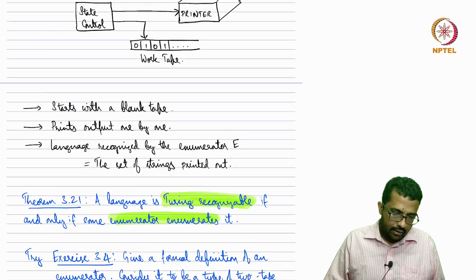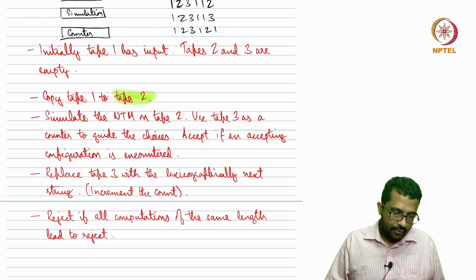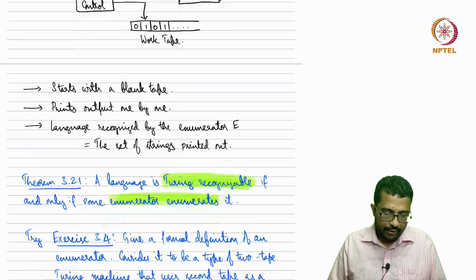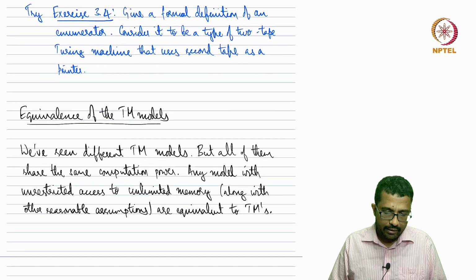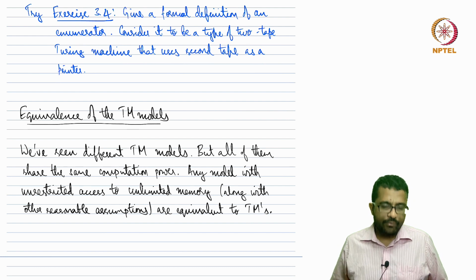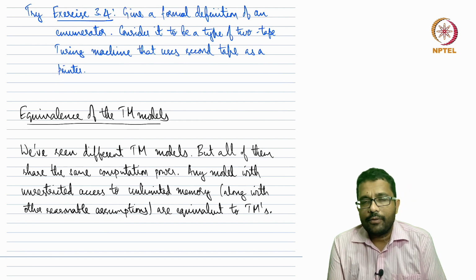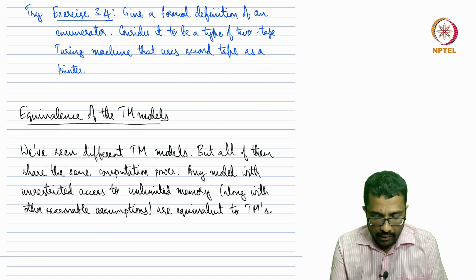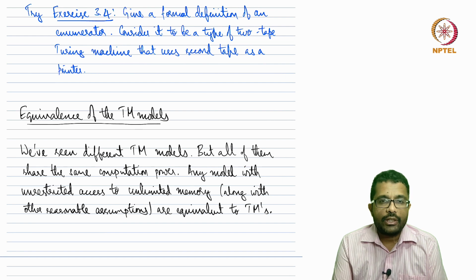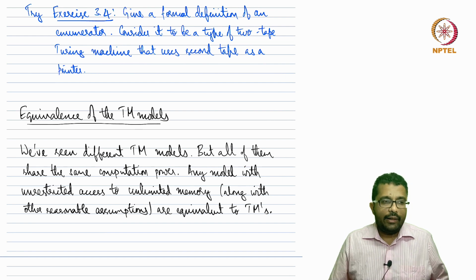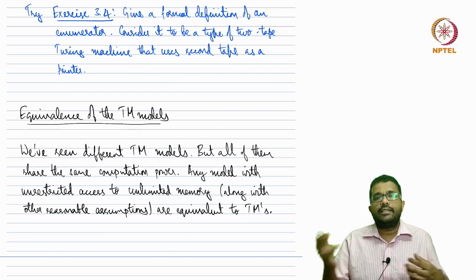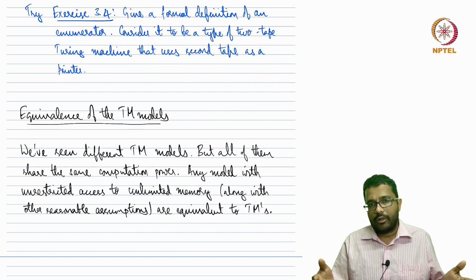Right. So we have seen the enumerator. We have seen the non-deterministic Turing machine and its equivalence. Finally, I just want to say one small point while ending this lecture. We have seen different models of Turing machine: deterministic, multi-tape deterministic, and non-deterministic, and all of them have the same computation power. Meaning, if a language is recognized by one model, it is recognized by all 3 models. If it is decided by one model, it is decided by all 3 models.